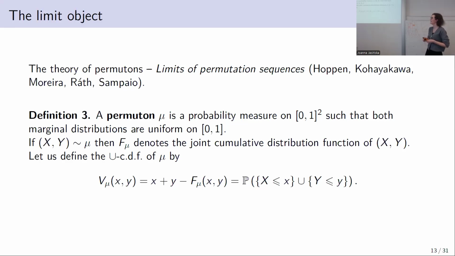So if we have a random vector (X, Y) distributed according to this probability measure on the unit square, then of course I can think about the joint cumulative distribution function of this vector, and I'm just counting how many points fall into a rectangle. So maybe I will draw another picture for this.